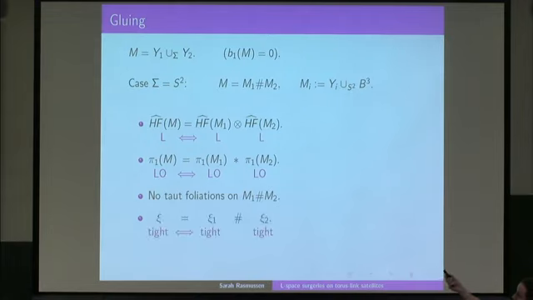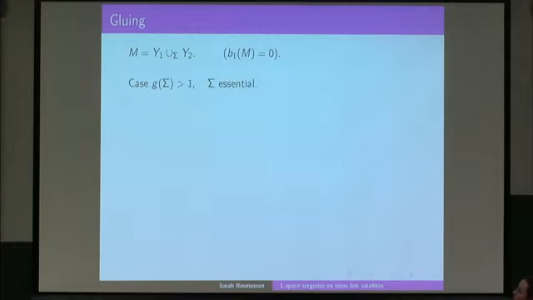And though I don't have the same statement for taut foliations, I do for tight contact structures. So what this really tells us is that we don't learn any new information from studying manifolds which are not irreducible. So we might as well focus on prime manifolds.